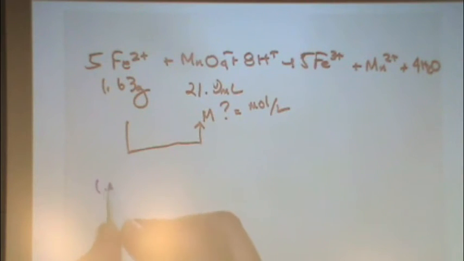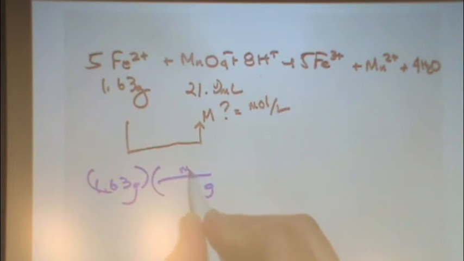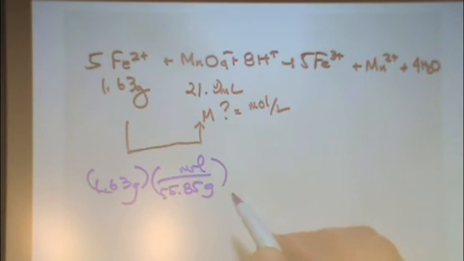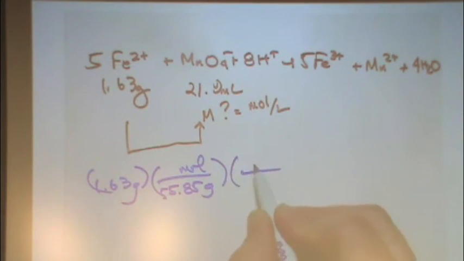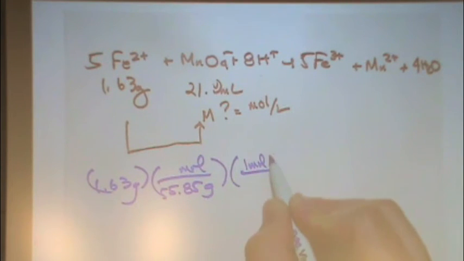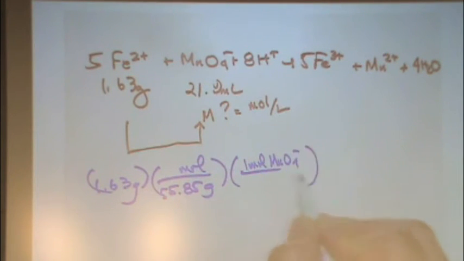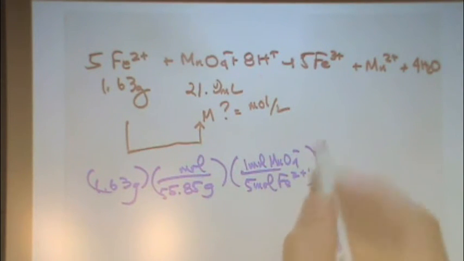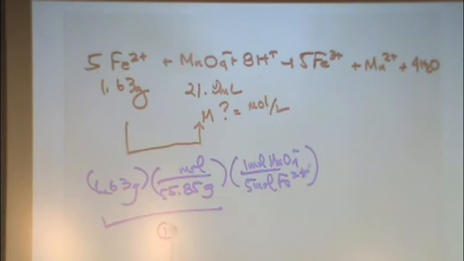So step one, 1.63 grams. And then you need the molar mass of this. It's just iron, so it's on the periodic table, 55.85. And then the molar ratio: there's 1 mole of permanganate ion for every 5 moles of ferrous ion, Fe2+. I just got that from the reaction.